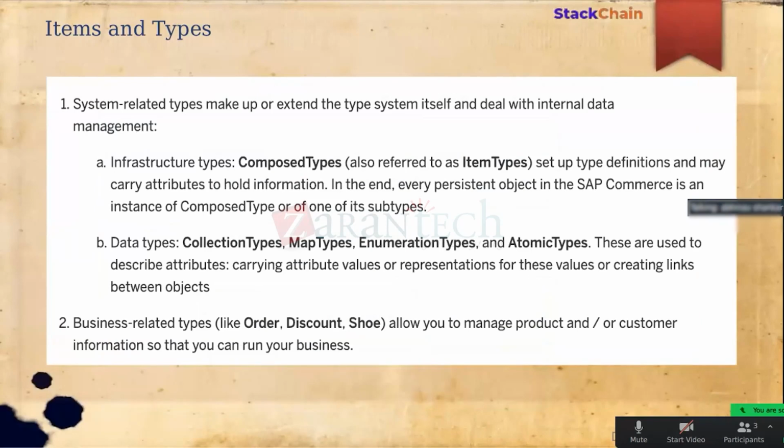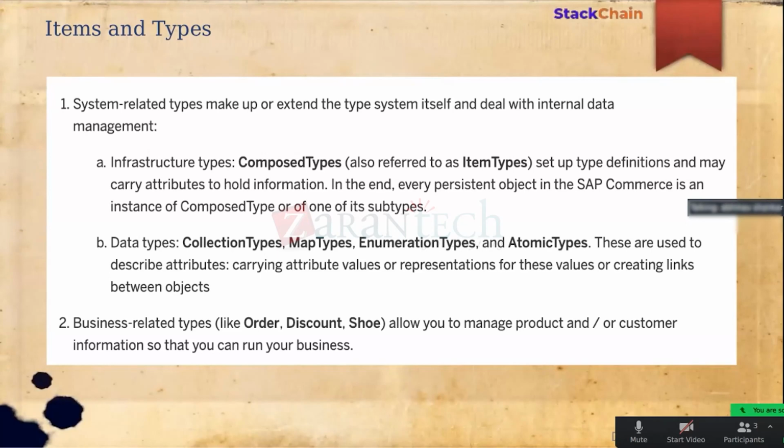Compose types, also referred to as item types. There are different data types: collections, map types. In Java we used to call it collection, but here they append the types: map types, enumeration, atomic. You must be familiar with atomic, like integer or double. So atomic types are nothing but numeric data.